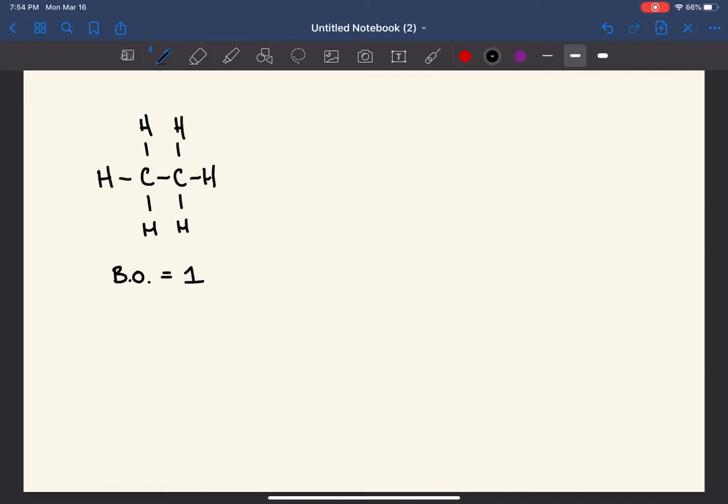And then if we had another molecule where we had a carbon-carbon double bond, here we would have a bond order of two. And so you can imagine that a double bond requires more energy to break than a single bond, and I think most of us have a handle on that. But we're going to put some numbers to it.